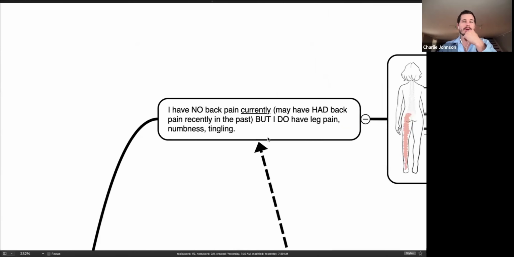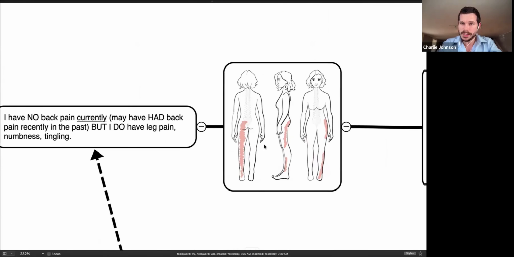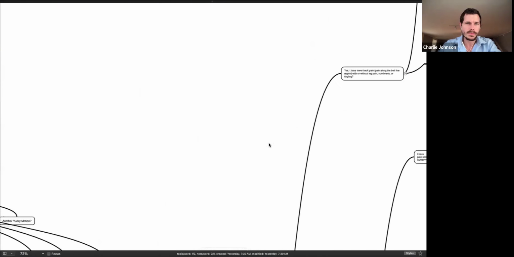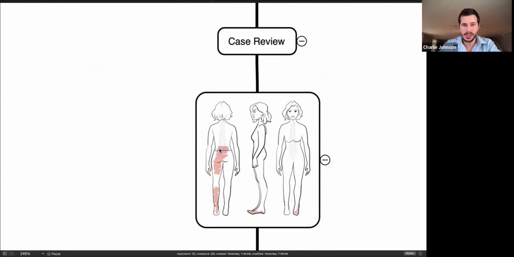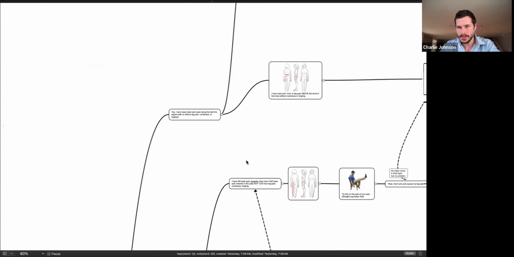I have no back pain currently, but I may have had back pain in the recent past. But I do have leg pain, numbness, and tingling. So again, it looks pretty much just like what he's dealing with. If we were to match it up, actually, we should have taken that little back area away. But you can see those sort of match up, and here we are.